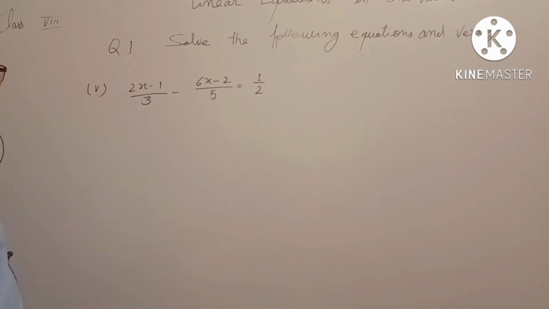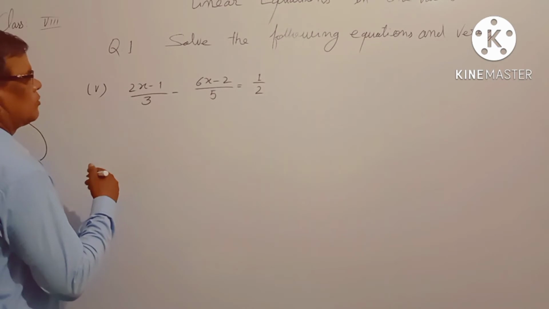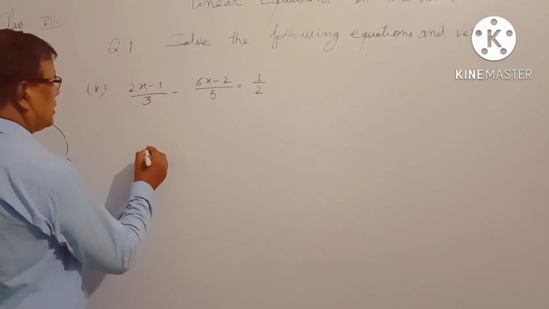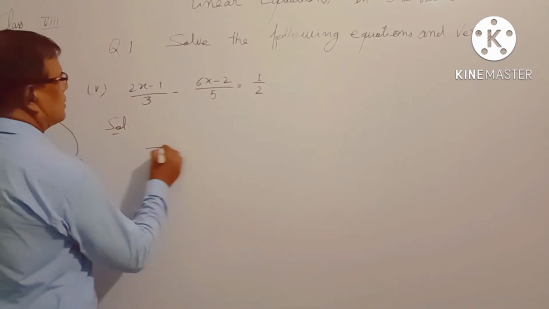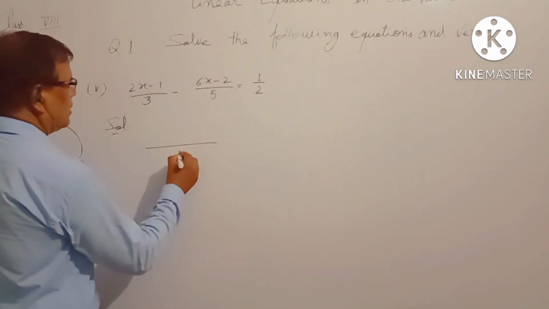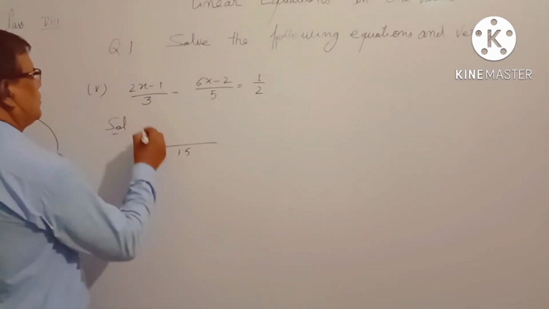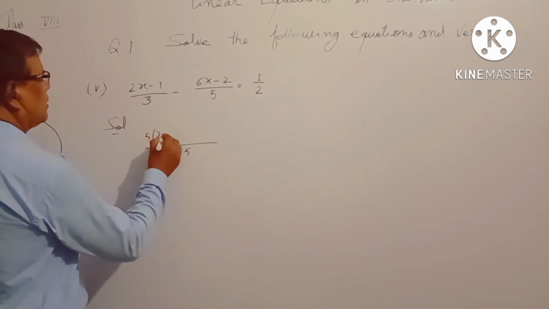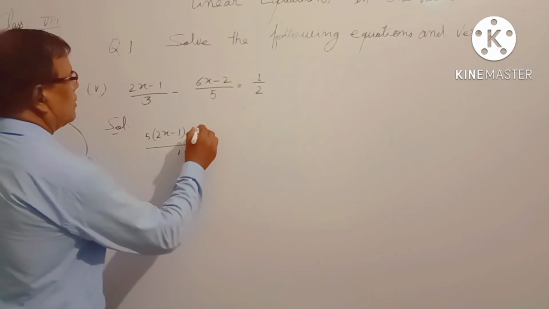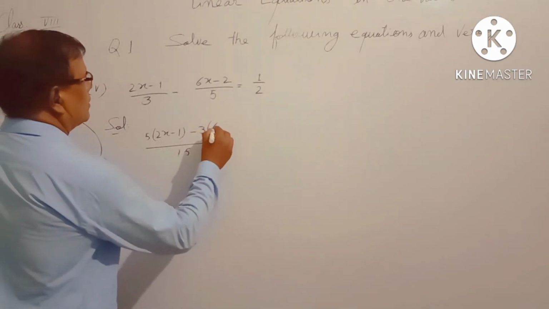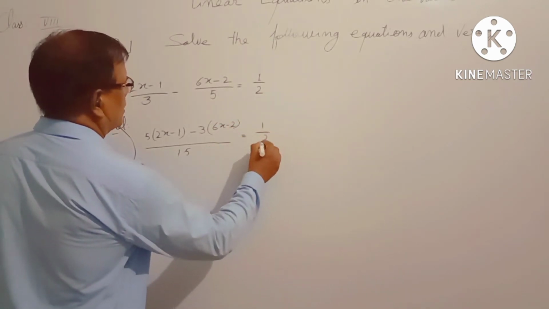Now we are going to solve the next question, number 3. As we are seeing on the left hand side, there are two terms, so we will take the LCM. As the solution of this one, take the LCM of 3 and 5. It will be 15. 3 fives are 15. Then we will multiply by 5 the numerator, 2x minus 1. Minus, 5 threes are 15, so it will be multiplied by 3, 6x minus 2. Now it will be 1 by 2.